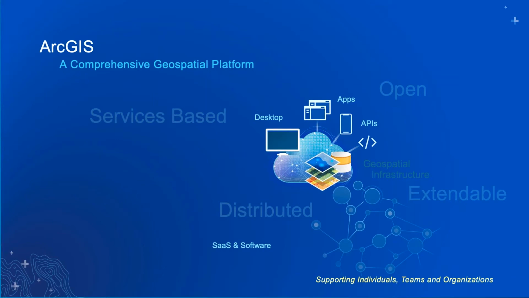We also take advantage of advancements in computing, not just faster machines, but also distributed machines. We also pay a lot of attention to interoperability. All of this means that ArcGIS is a comprehensive integrated platform. It is open and service-based, it is distributed and extendable. It supports not only large organizations or teams, but also the individual.